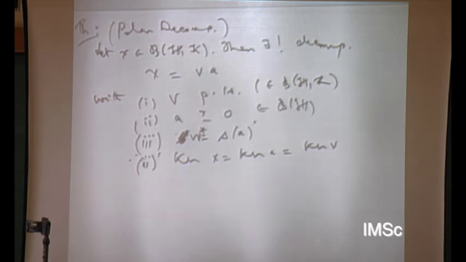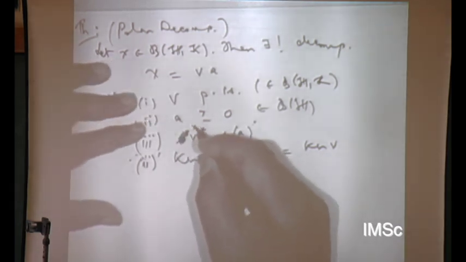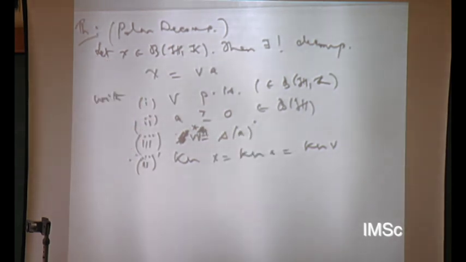Right? Support of A is V star V. Yeah. What I wrote first was V star V. V star V is the support of A.